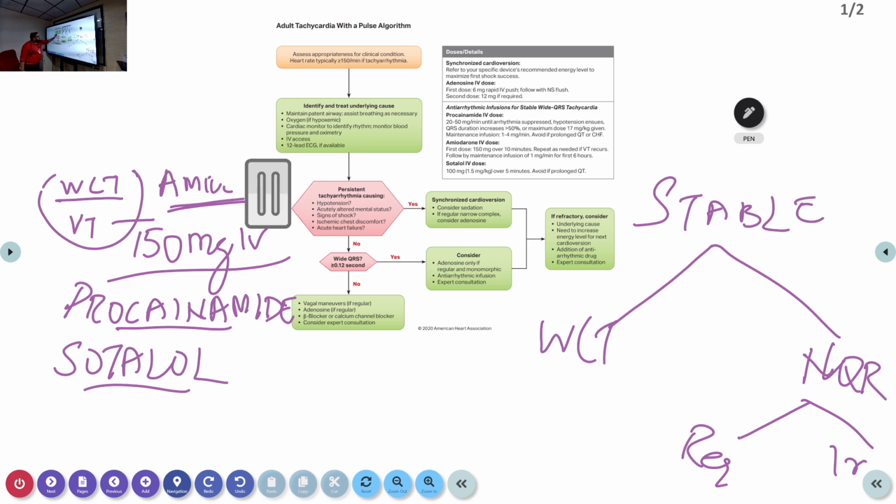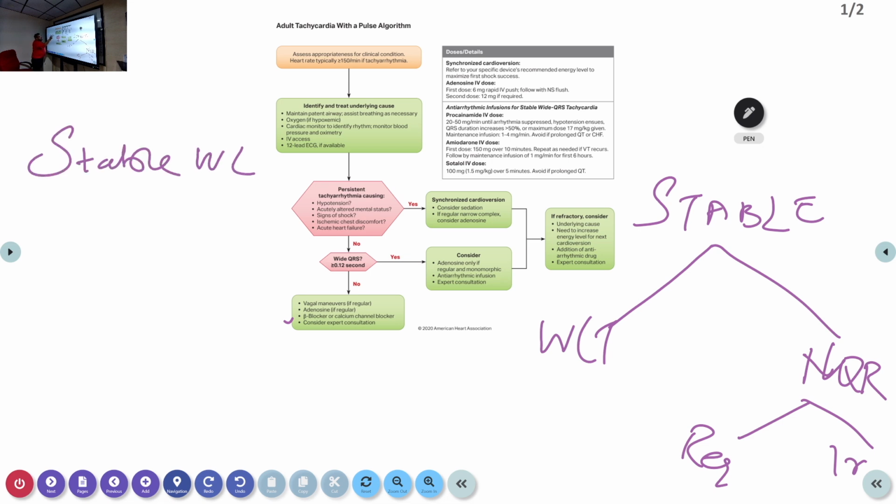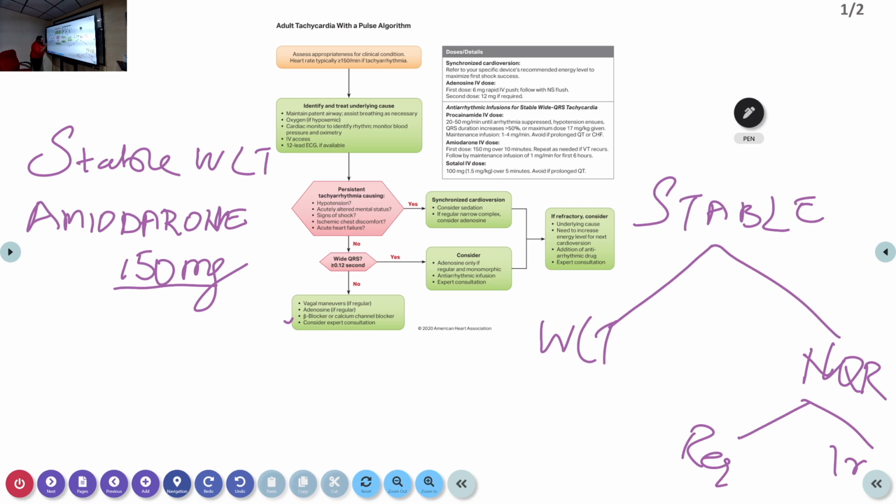Clear? Okay. So once again, you have a stable wide complex tachycardia. Amiodarone is the common agent that we use. The dose of amiodarone is 150 mg. Then you have to remember this: you have to start as an infusion. Once you give this bolus, you have to continue as an infusion of 1 mg per minute for 6 hours, then 0.5 mg per minute for the next 18 hours.